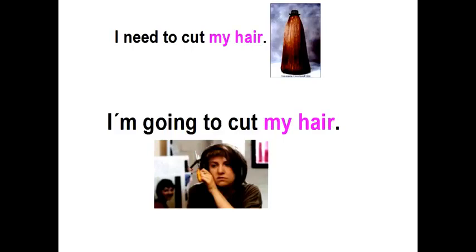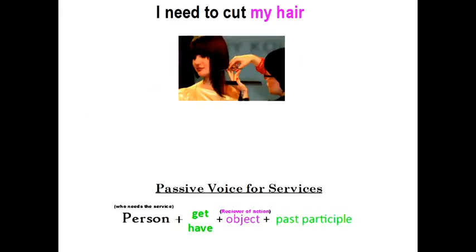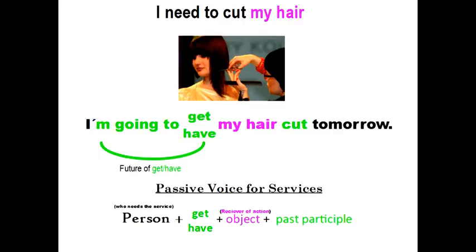For example, I need to cut my hair. My hair is a little bit long, and I need to cut it. Right? But if I say this, in the future, I'm going to cut my hair, it sounds like you are actually going to be the person that cuts your hair. But most people don't do this. No. We get a professional service for this. It's a service. So we're going to use our passive voice in the future. And I'm going to say, I need to cut my hair. Well, I'm going to get my hair cut tomorrow. Or I'm going to have my hair cut tomorrow.